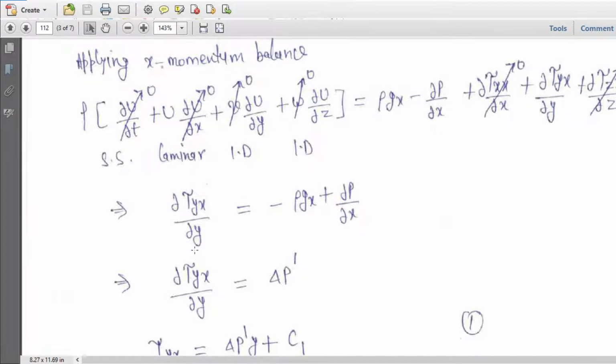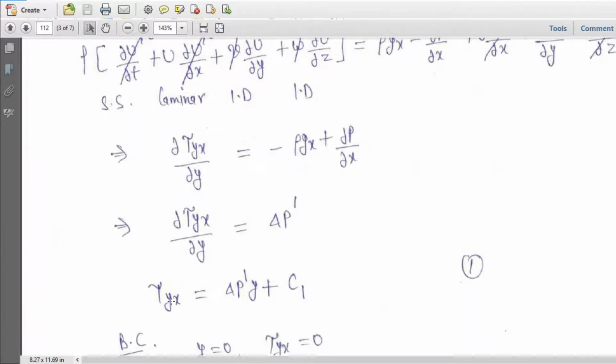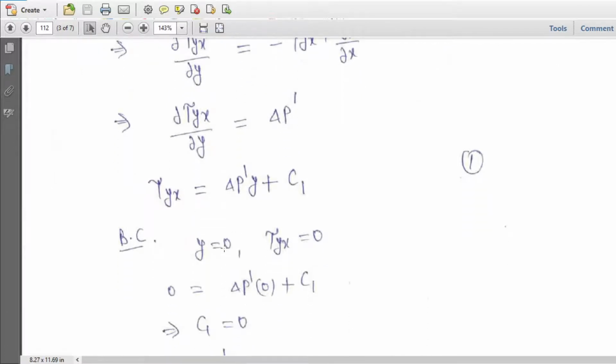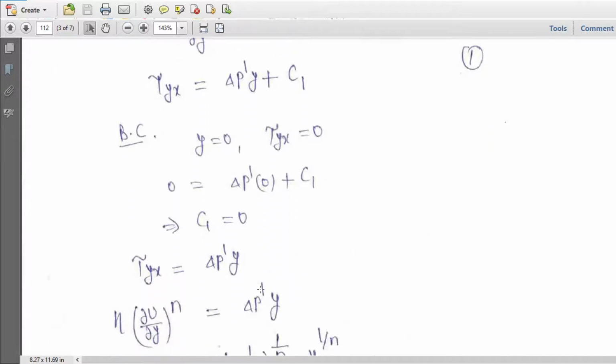So del tau yx upon del y equal to minus rho gx minus del p upon del x. So this is equal to delta p dash. Now we can integrate that. Tau yx equal to delta p dash y plus c1. Now we can put a boundary condition: at y equal to 0, tau yx equal to 0. So that is at the center. So at the center of the slit you have 0. So we can calculate c1 equal to 0. So tau yx equal to delta p dash y.